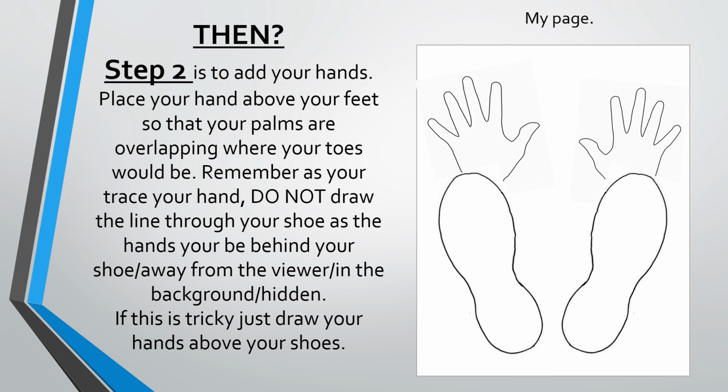Step number 2 then is to add your hands. So place your hands above your feet so that your palms are overlapping where your toes would be. Remember, as you trace your hand, we are not going to draw the line that goes through your shoe, as your hand would be behind your shoe, or in this case above your shoe, away from the viewer. Okay, far away in the background.